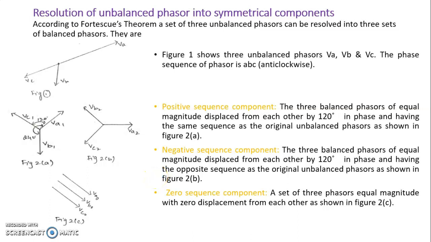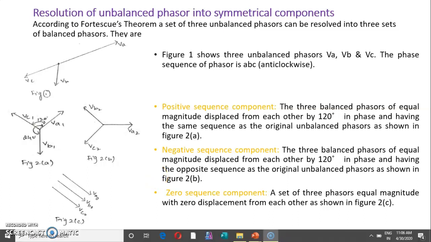In this, firstly we will understand how to convert unbalanced phasors into symmetrical components. We will refer to Fortescue's theorem, which converts three unbalanced phasors into three sets of balanced phasors. You can see in figure 1 an unbalanced phasor set having three components VA, VB, VC. They do not have equal magnitude, they do not have equal angles, and they are not apart by 120 degrees. Hence I call this an unsymmetrical or unbalanced phasor.